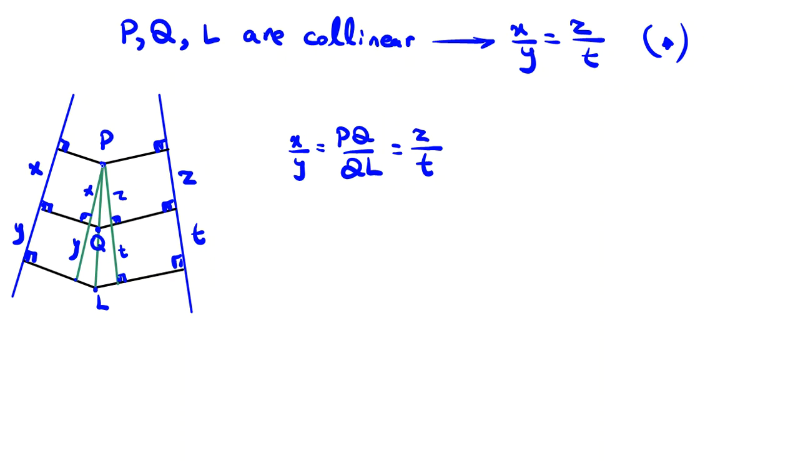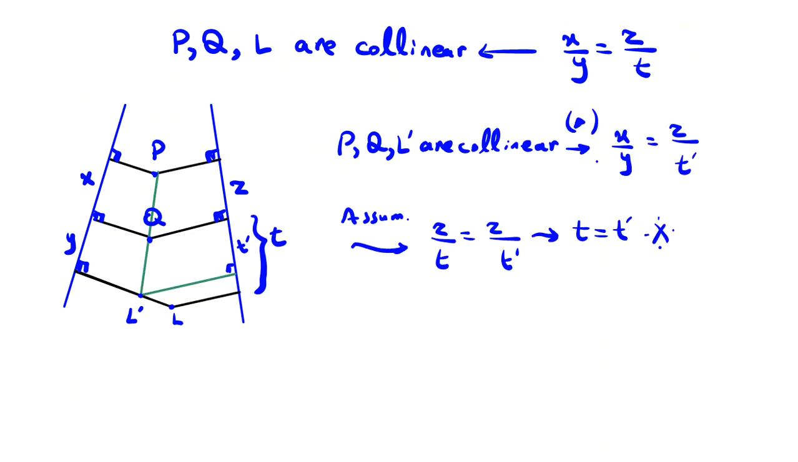So if we connect, we know they are collinear P, Q, L, and if we draw perpendiculars, we know these three lines are parallel because all of them are perpendicular to this line. Similarly, these three lines are parallel. If we draw a perpendicular from P to this, then here we have a rectangle. So this length equals Z, and this length equals T. Here X, here Y. So by Thales' theorem, PQ over QL equals X over Y, and also PQ over QL equals Z over T. So we proved it from left to right.